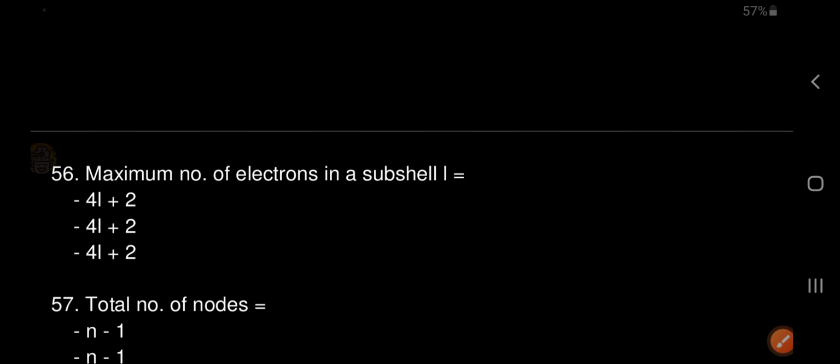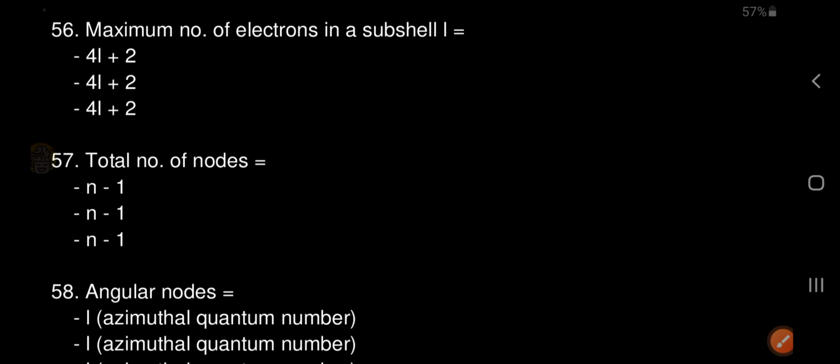Maximum number of electrons in a subshell l is equal to 4l plus 2. Total number of nodes is equal to n minus 1.